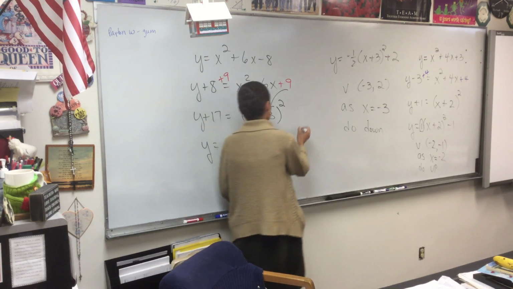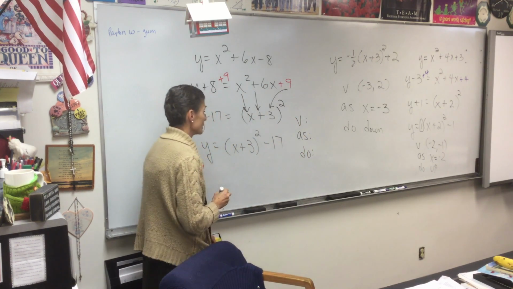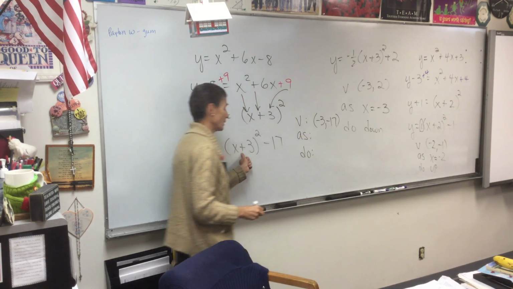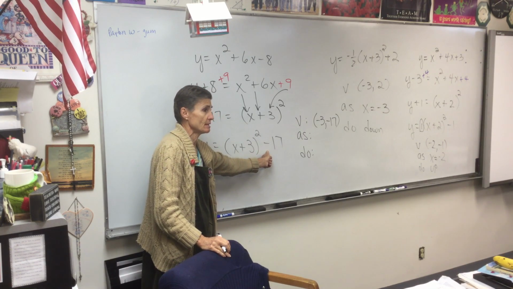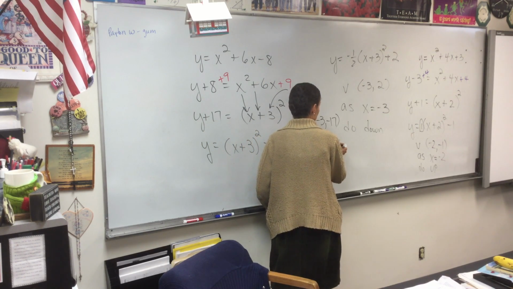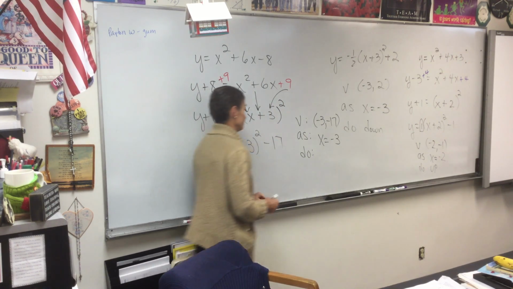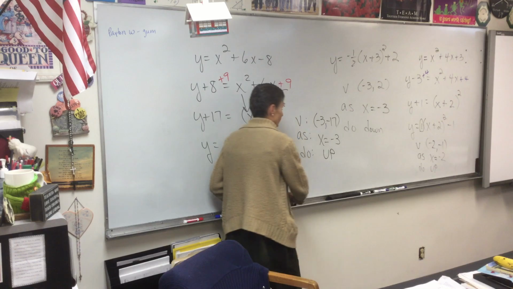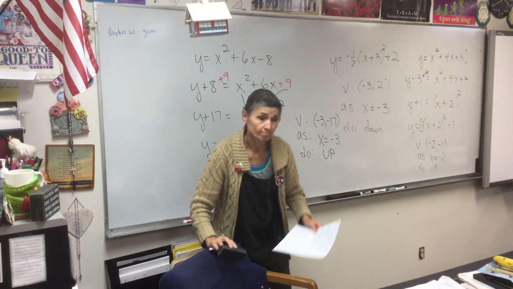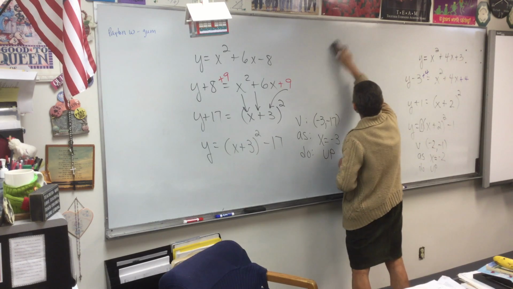Where is my vertex? Luke, vertex. -3, -17. Remember, this means I go left 3 and down 17, right? That means my axis of symmetry is x equals -3, and this one is going to open up. All right, you feel okay about that? Let's try C on your own. Consult with your partner if you need to.